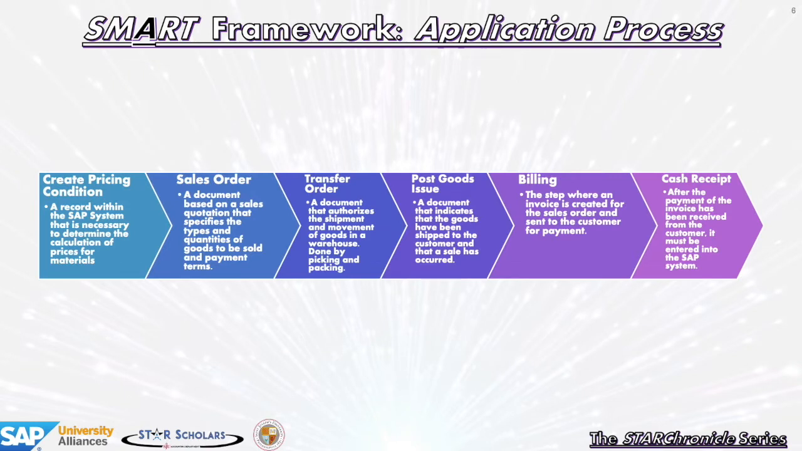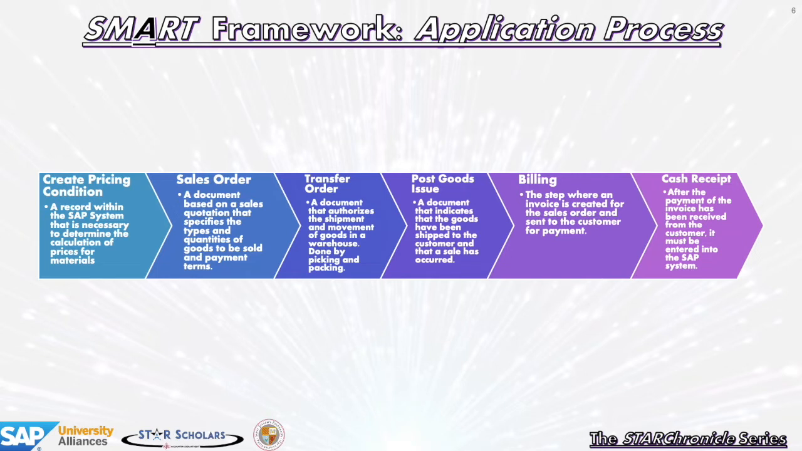Moving on to the A, or application process step of the SMART framework, we'll now take a look at the application process of sales. The first step in the sales process is to create a pricing condition for the DXTR Deluxe Touring Bike. A pricing condition is a record within the SAP system that is necessary for the calculation of prices for materials. Because GBI plans to sell the DXTR Deluxe Touring Bike at a price of $3,000 per bike, a pricing condition for that amount must be set in the SAP system prior to creating a sales order.